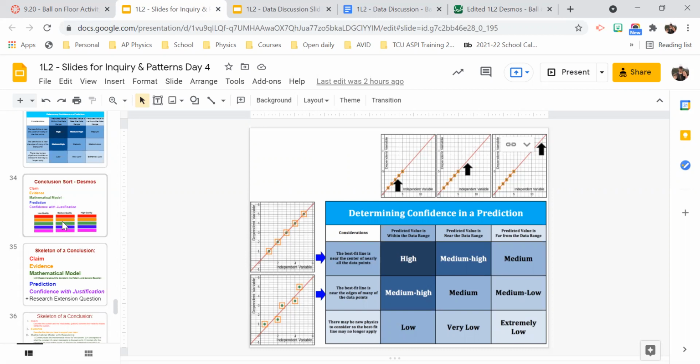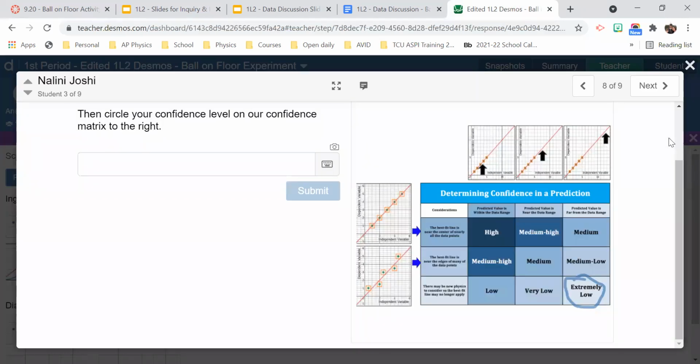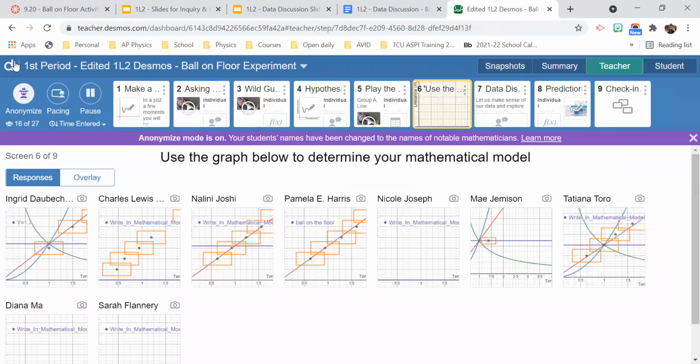So the next thing that we are going to do for this activity is a conclusion sort. Kind of how do you organize your claim, evidence, reasoning, mathematical model into one cohesive CER? So instead of saying, hey, go write it now, you get to move things along and card sort it. It's a Desmos. So if you wanted to go back to the home screen of Desmos, I will show you exactly where to find it.